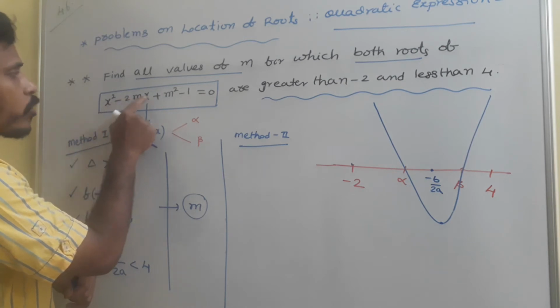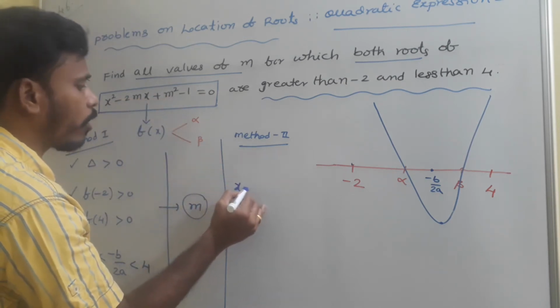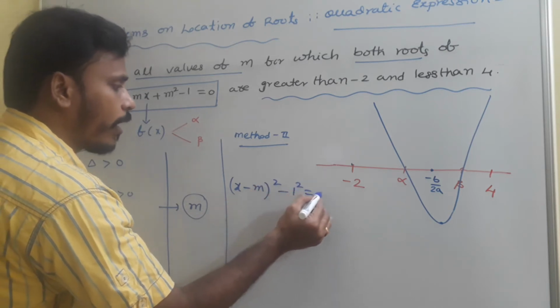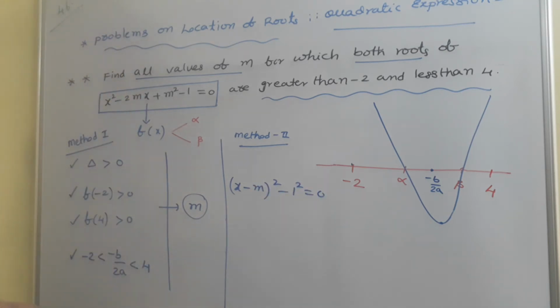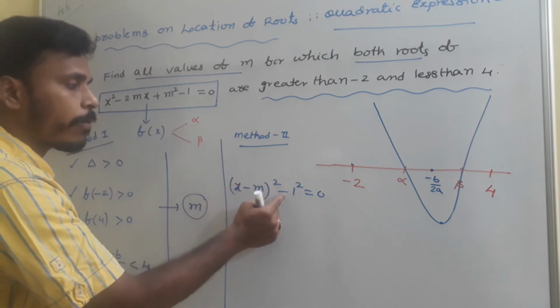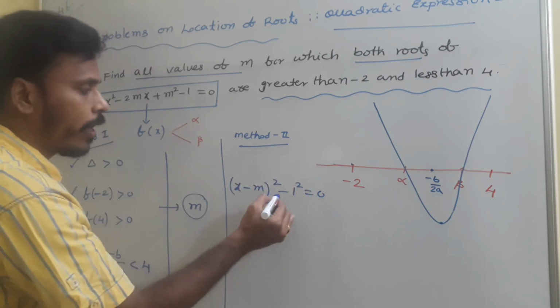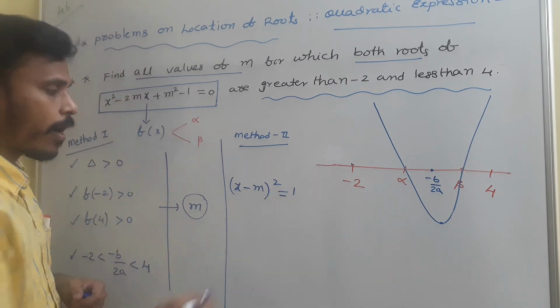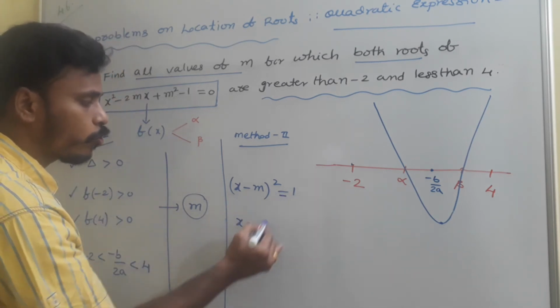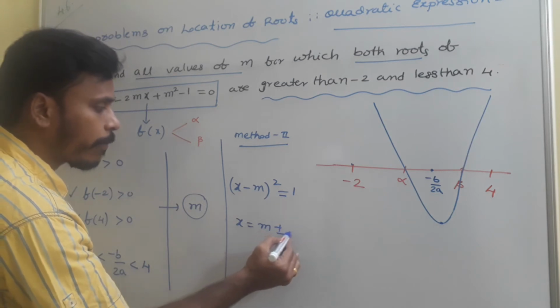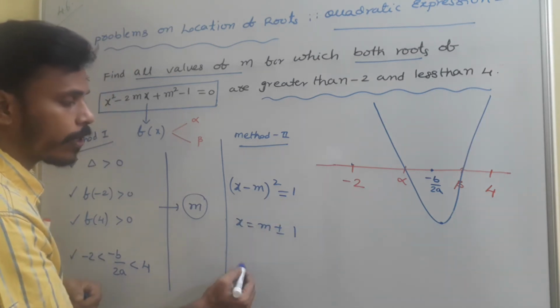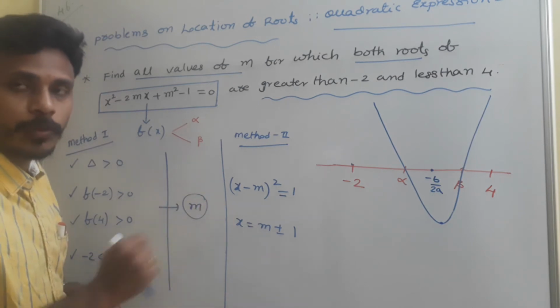x square minus 2mx plus m square is simply nothing but what? (x minus m) whole square minus 1 square is equal to 0. And since (x minus m) whole square minus 1 square is equal to 0, (x minus m) whole square is equal to 1. And from there, x is equal to m plus or minus 1. Since x is equal to m plus or minus 1, the roots are what? m plus 1 and m minus 1.